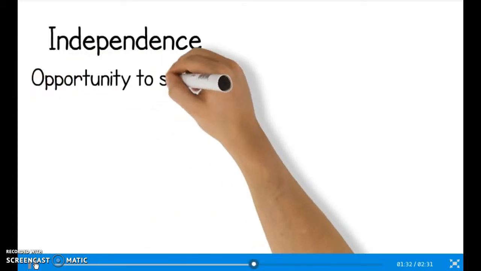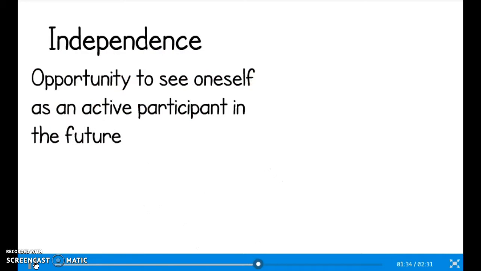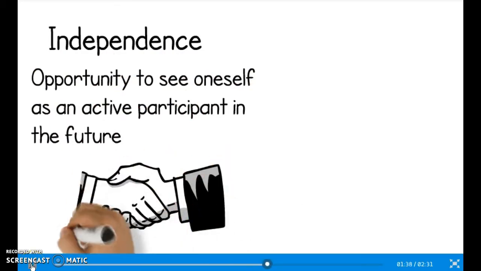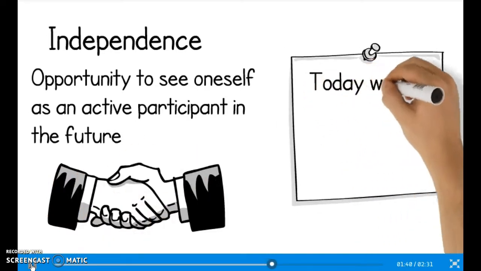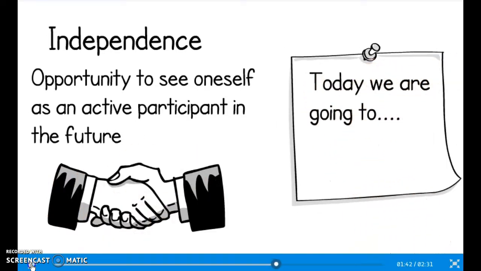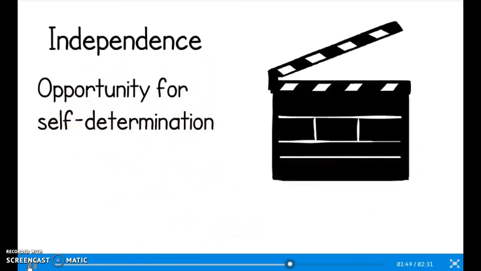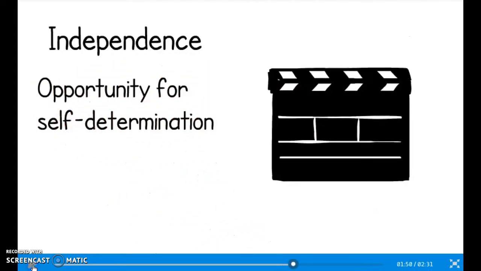Independence. Youth need opportunities to see oneself as an active participant in the future. They need to be a partner. They need to be able to decide what they're going to do. They need to be able to be in charge of running the clubs and doing the agendas and becoming independent thinkers. Throughout the 4-H curriculum, those are things that they can do that gives them opportunity for self-determination.